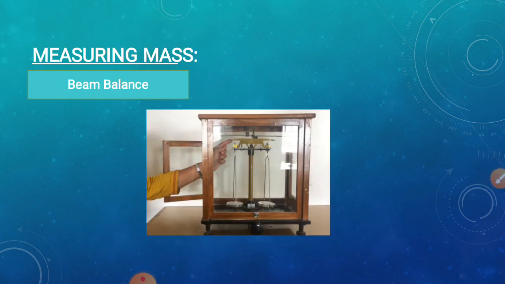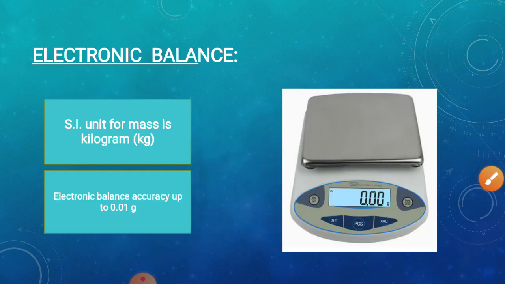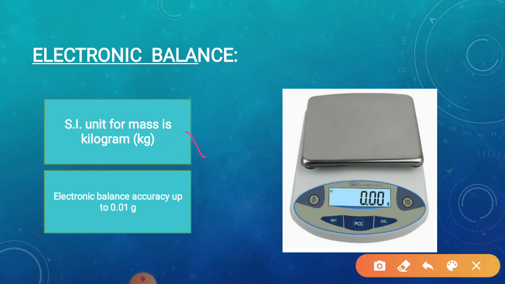The next is how to measure mass. To measure mass, a beam balance is used. Another instrument to measure mass is the electronic balance, which is commonly used nowadays. This is commonly used in chemistry laboratories. The SI unit for mass is kilogram. But as you know, in chemistry the masses are much smaller than kilograms. So the electronic balance accuracy is up to 0.01 gram.